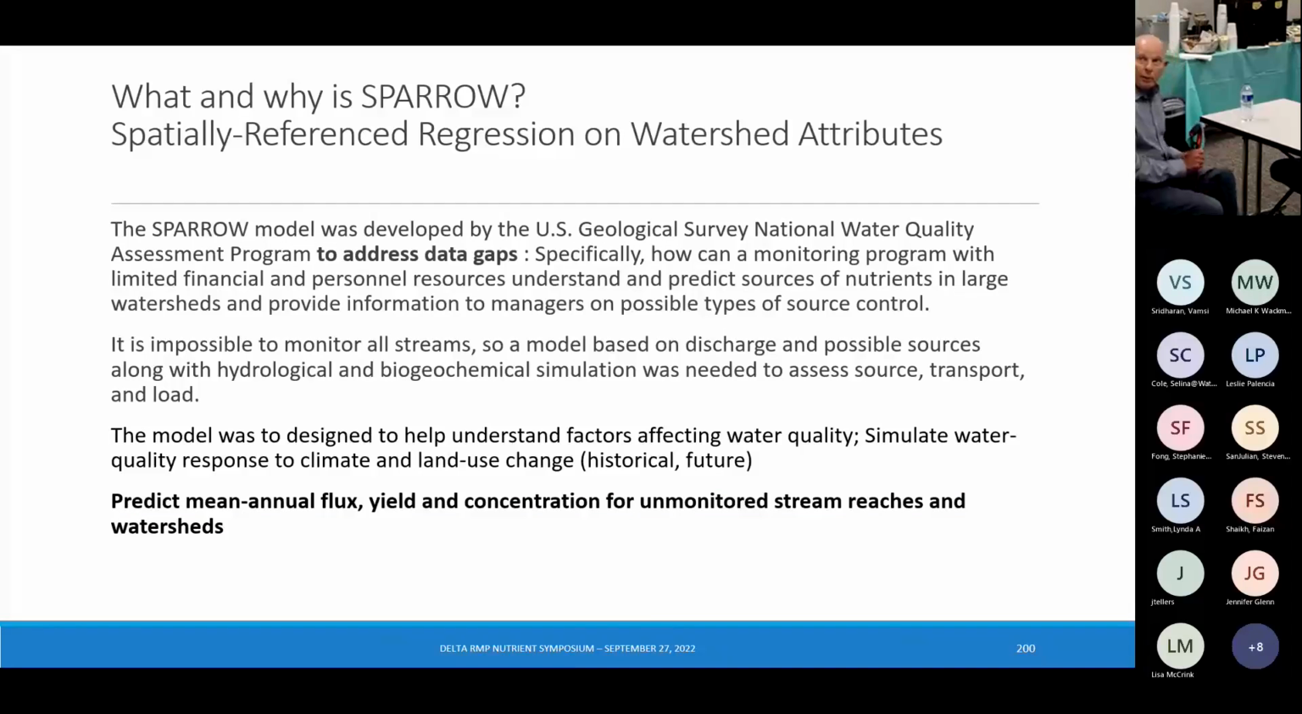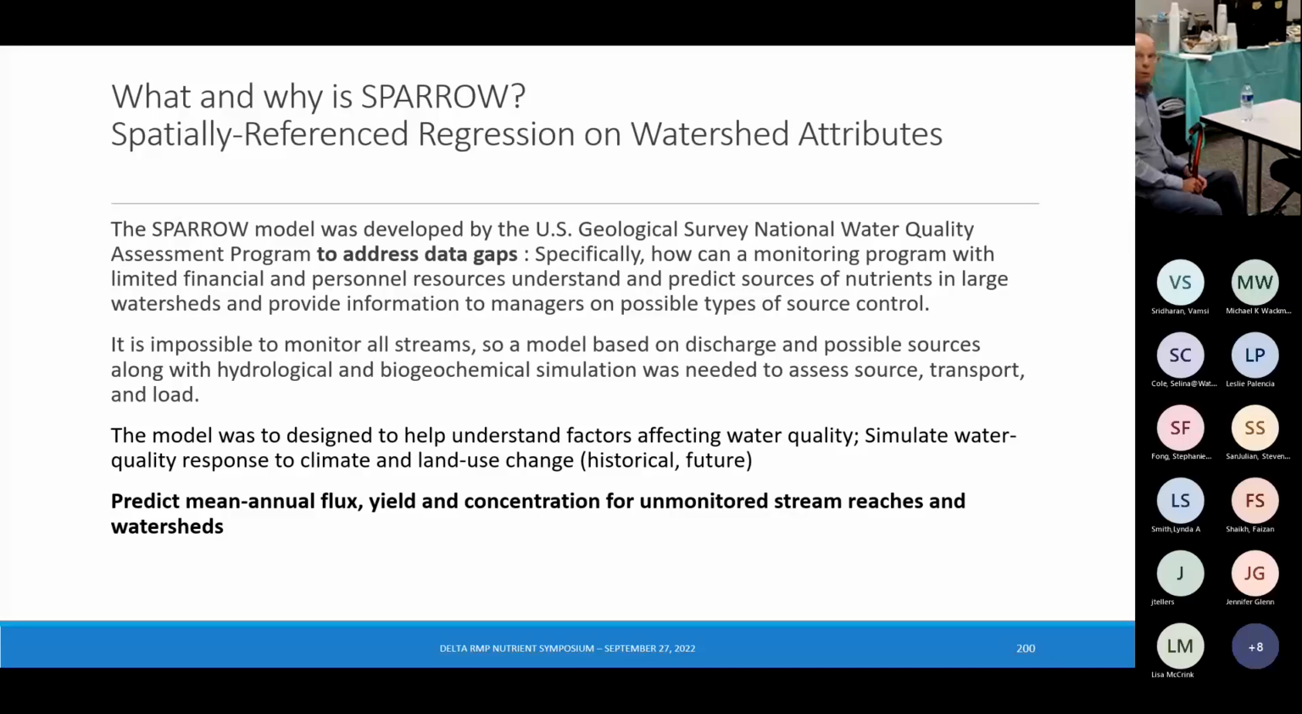So as I said, the SPARROW model was developed to address data gaps. All right. It was obviously impossible to monitor all streams. The vast majority of streams in the United States, anywhere in the world, just have a small number of gauging stations and even fewer water quality monitoring stations. So we needed a model that was based on discharge, possible sources of nutrients, which we had somewhat of a handle on, and biogeochemical simulation to assess source, transport, and load.